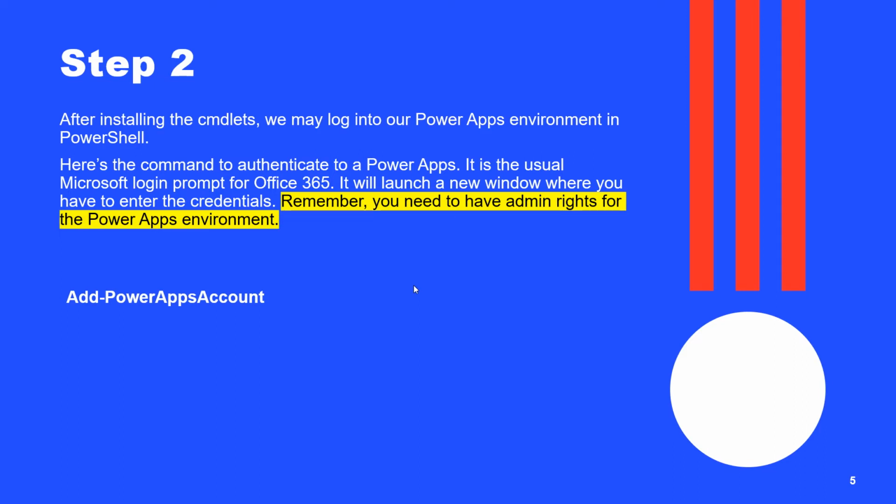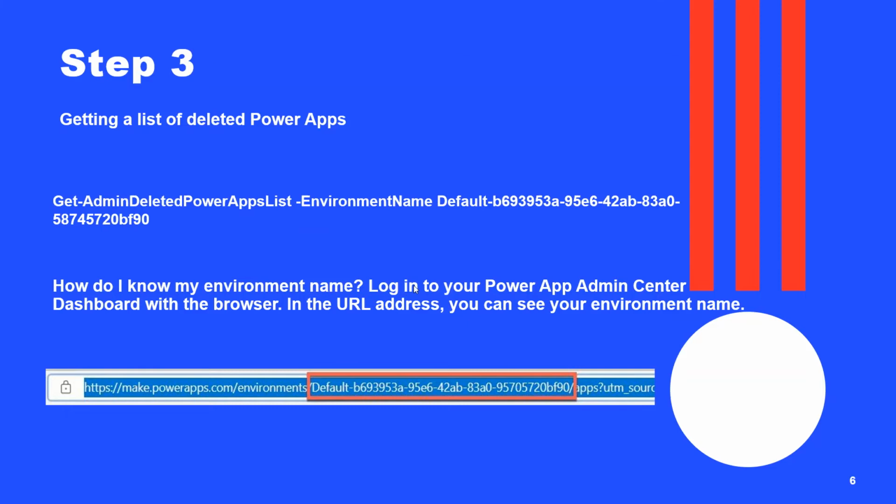With the help of this, you will log in to the Power Apps environment. Once you are done with step two, you need to move to step three, which is basically to get the list of deleted Power Apps. There is a cmdlet, Get-AdminDeletedPowerAppList, and you need to pass a parameter, environment name. From where will you get the value of this environment name? You need to log into the Power App Admin Center dashboard, and in your browser URL you will get the value of the environment name. In my case it is default-b, so I have copied the environment name from here and added it to my cmdlet.